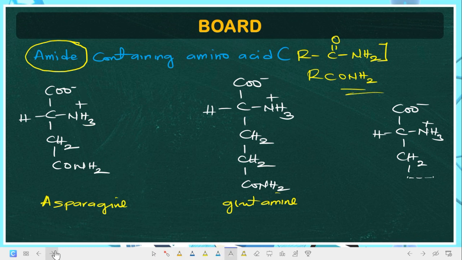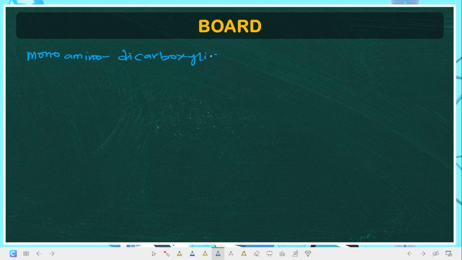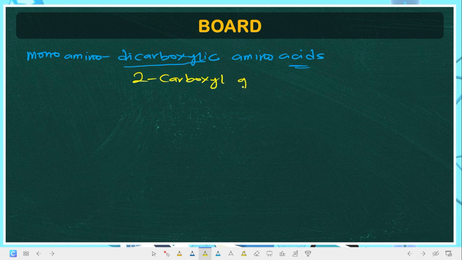Now we have the next, which is monoamino dicarboxylic. Monoamino dicarboxylic amino acid. As the name implies, when we say dicarboxylic, what does it mean? It means we have two carboxylic groups. Are we getting it?